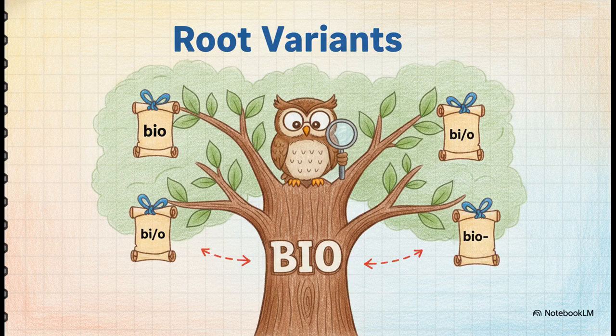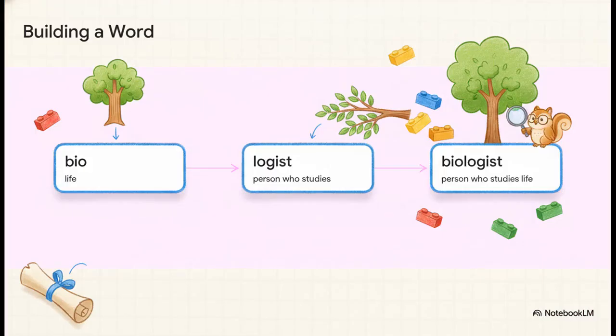Sometimes it's just bio. Sometimes you'll see it represented as bi/o, especially in medical terminology. And sometimes it acts as a prefix with a hyphen, like bio-. But here's the thing, no matter the exact shape it takes, the underlying DNA of the word remains exactly the same. These linguistic pieces snap together almost exactly like Lego blocks. Let's actually build a word step by step to see this in action.